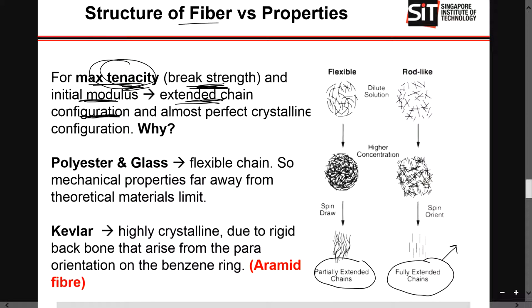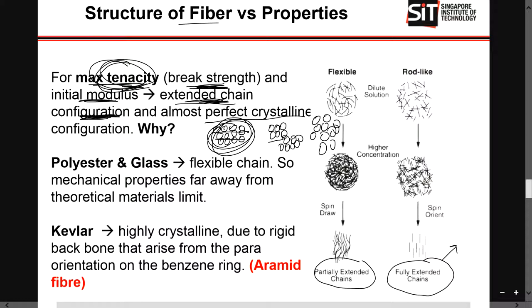Nonetheless, almost perfect crystalline is if you have this form, where they are all arranged very perfectly, very neatly. For a half aligned crystalline, they are a bit skewed. For a totally random crystalline, they are all random, as you can see. This one is neatly arranged. This one is half neatly arranged, half not neatly arranged. If you want good strength, you want to be as close to this, and a good extended chain configuration. I don't know what type of chain.